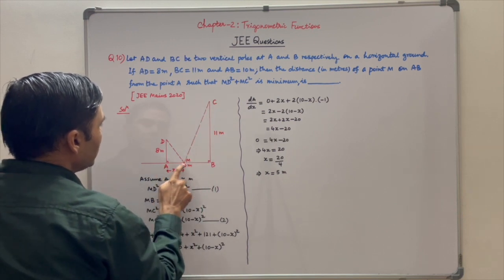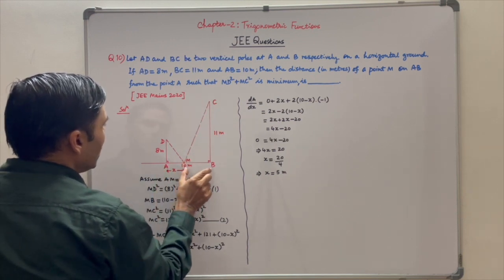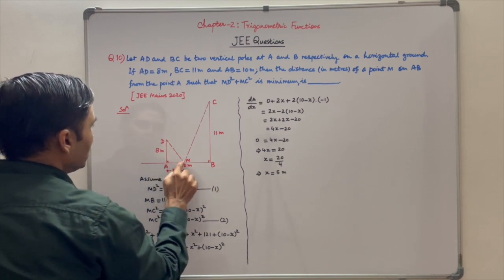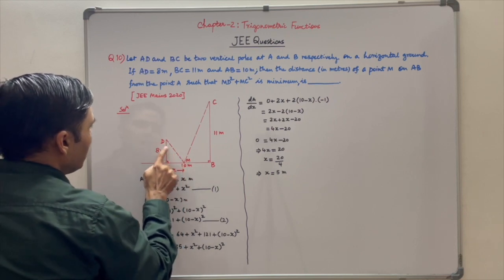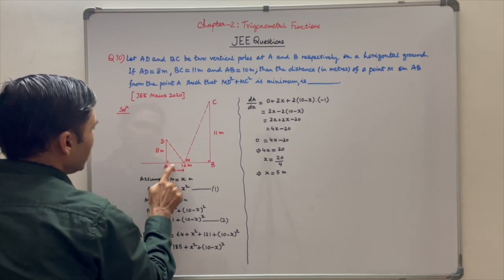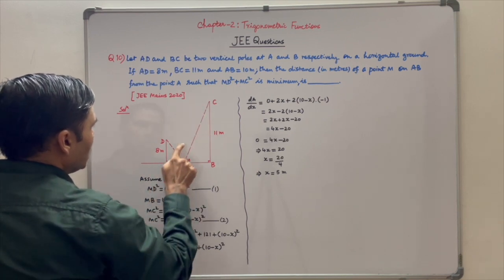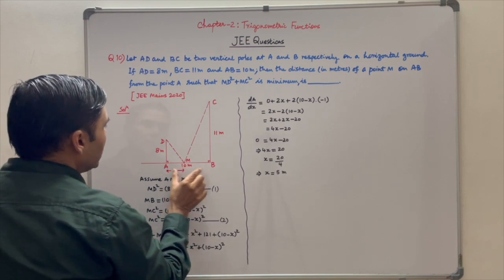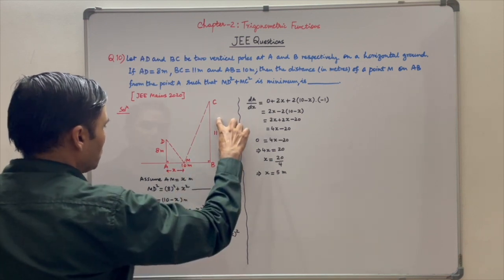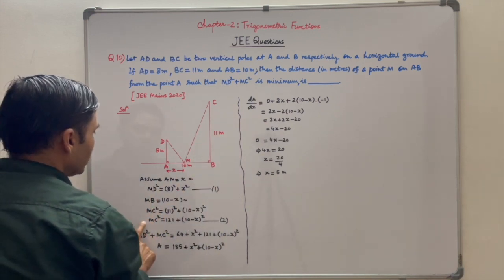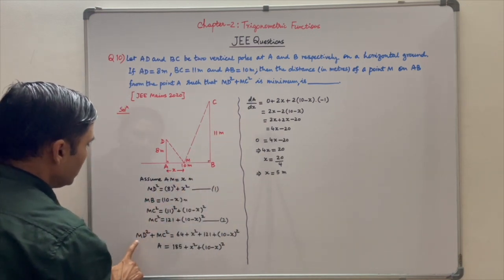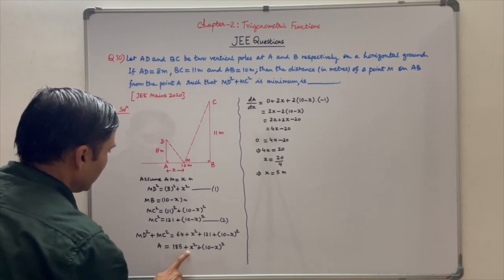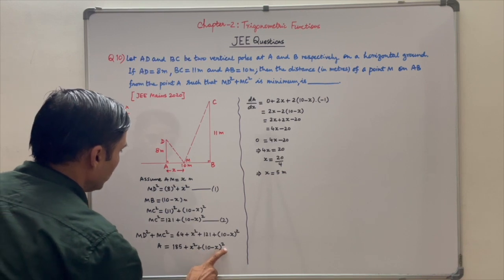Let's assume AM = x meter. So MB = 10 - x meter. Applying Pythagoras theorem in this triangle, MD² = 8² + x². Applying Pythagoras theorem in this triangle, MC² = (10 - x)² + 11². So we will get two equations. Now MD² + MC² is represented by A. So A = 185 + x² + (10 - x)².